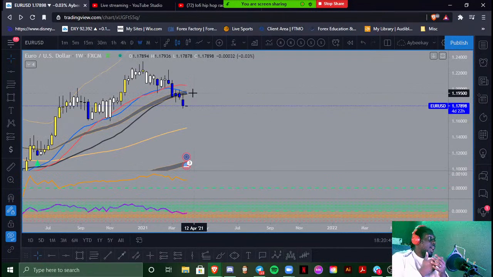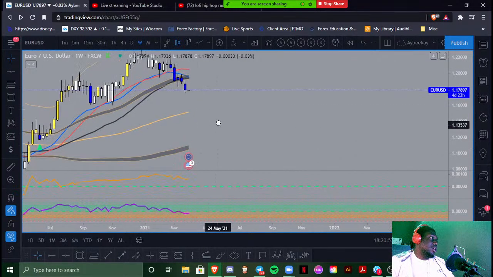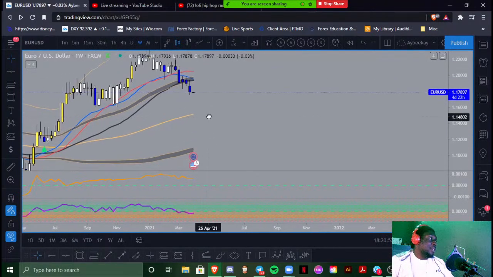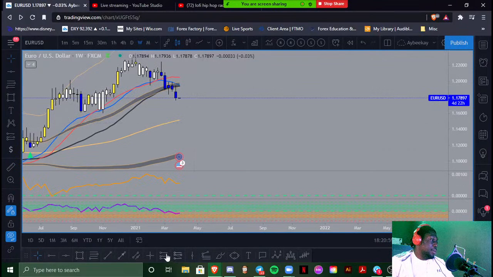Now that I've gotten the weekly break of the RSI line, I need a retest of this RSI line, which is at 1.19275. I need a retest of that, and then a continuation. Then I'll get in for the sell long term for the continuation. Now, this is going to be a position trade, where it's going to take like weeks or months.